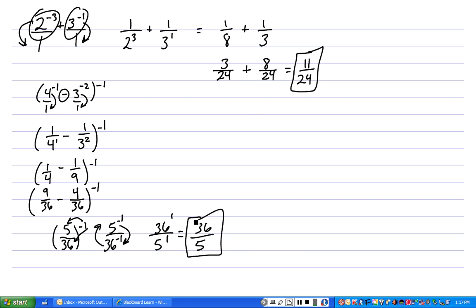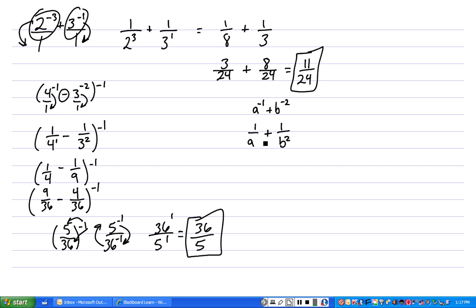Okay. Let's try one more. So we have a to the negative 1 plus b to the negative 2. Alright. Again, that's like saying 1 over a to the first, and 1 over b squared. Okay, in order to add these fractions, we have to get common denominators.